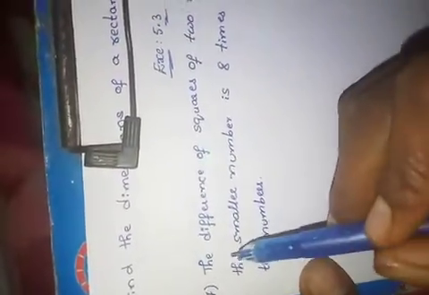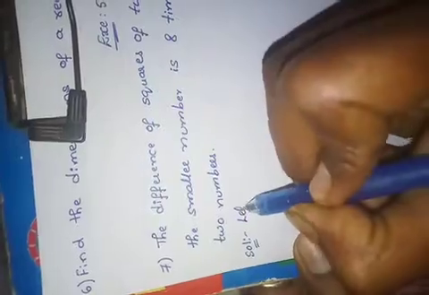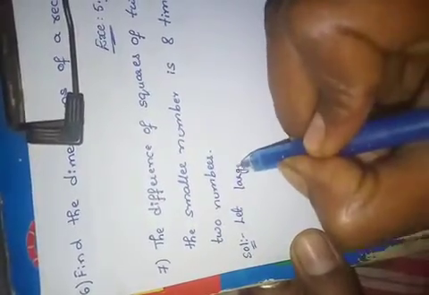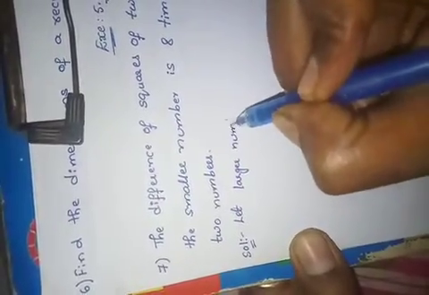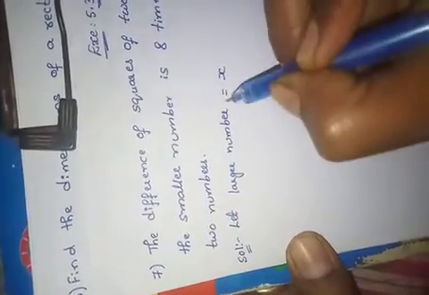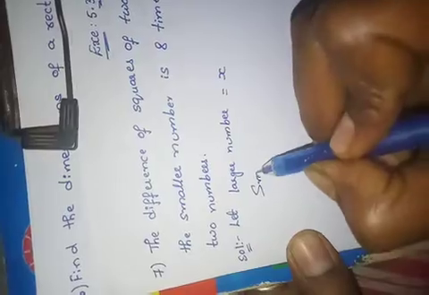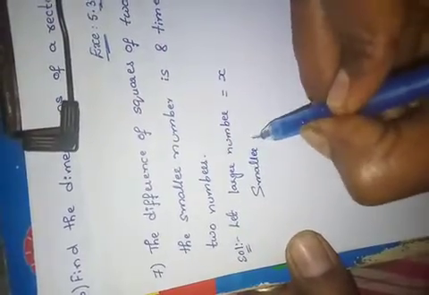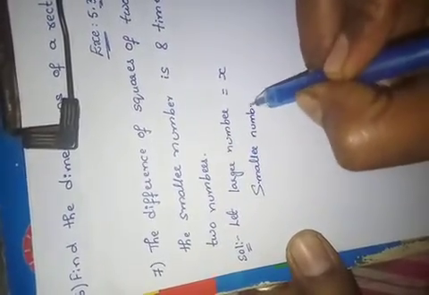See the question. The difference of squares of two numbers is 180. The square of the smaller number is 8 times the larger number. Find the two numbers. They have given smaller number, larger number. Let the larger number be x, and the smaller number, which I don't know, let it be y.